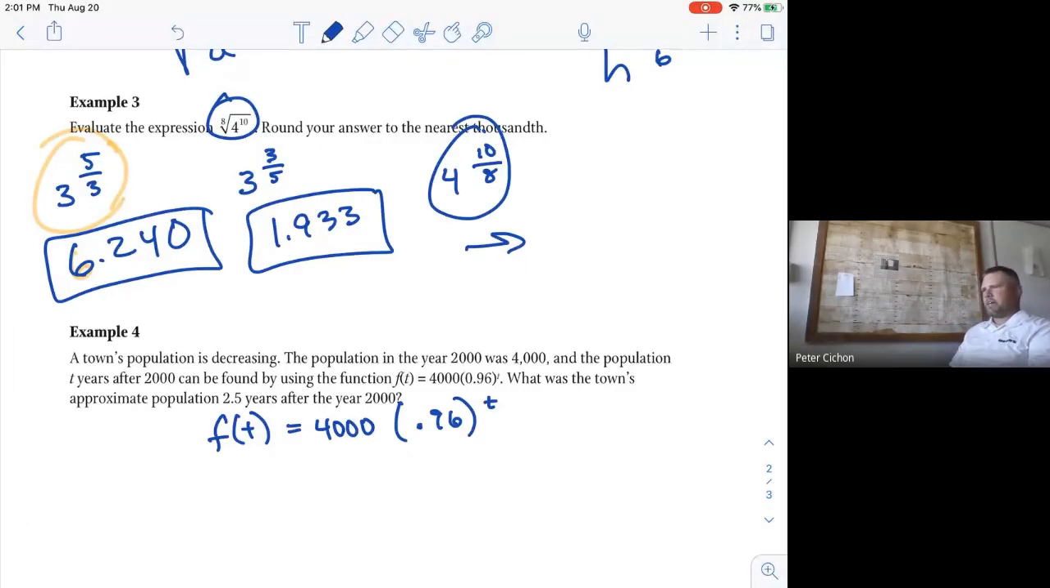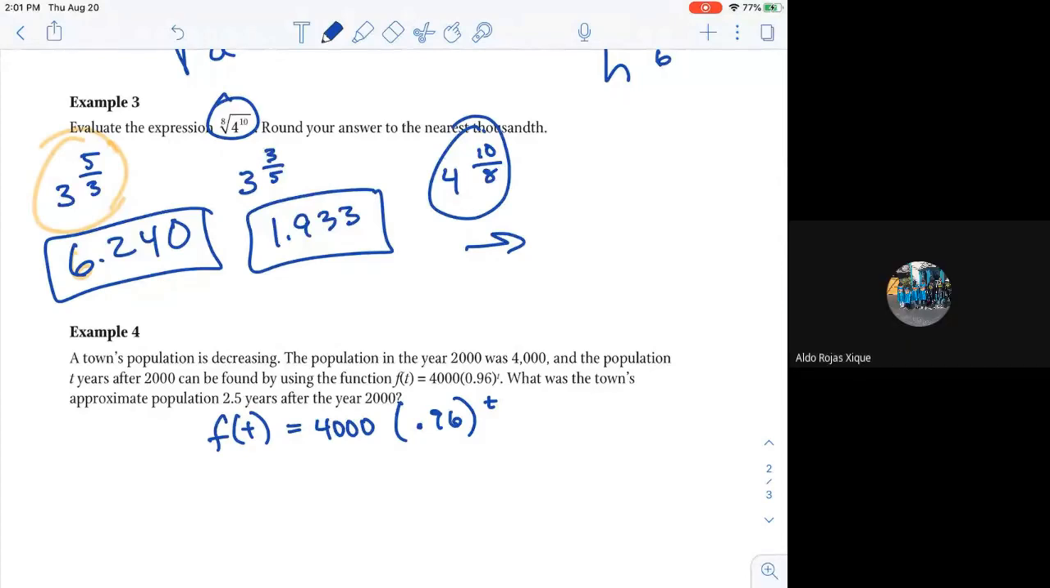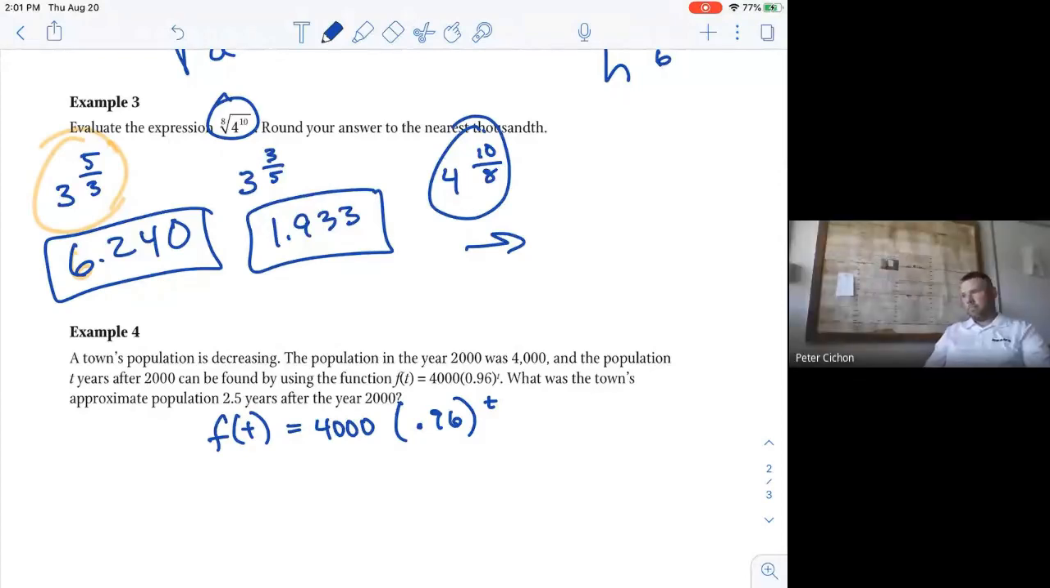All right, somebody put themselves out there. Turn your microphone on. First of all, what does t stand for? Time. In what? You're absolutely right, Aldo. In what, though? In years. Perfect. So really, the point of the question is we're just going to plug in 2.5 into the t. So we're going to take our calculator, put that in, and then get an answer, right? That's the point of the question. What I want to show you is, look at this 0.96. Is the population getting bigger or smaller?